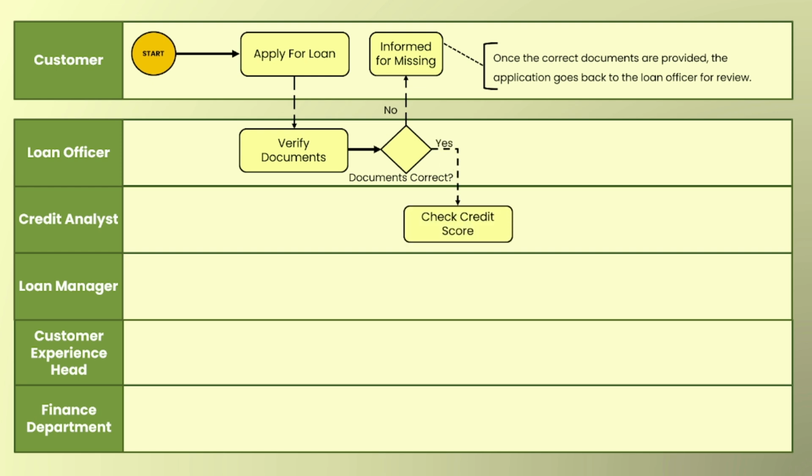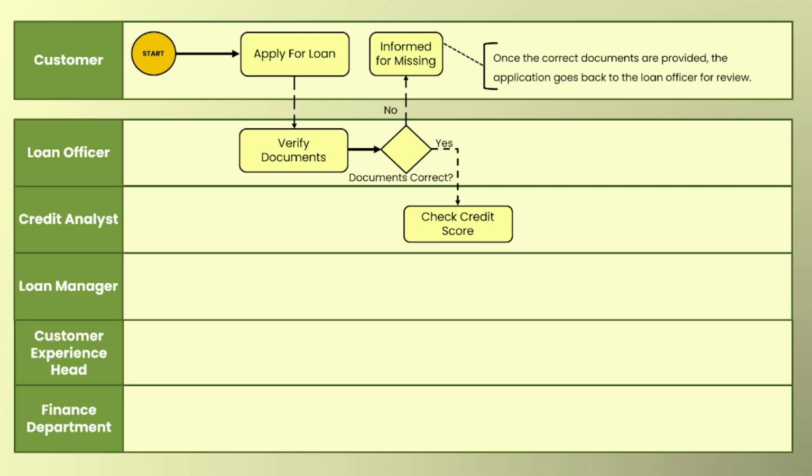Now let's imagine that the documents are correct. Then it is again crossing the swim lane, and now it lies under the credit analyst swim lane. Here the credit bureau is involved, and they check the credit score. On the basis of the credit score, decisions like loan disbursement or loan rejection might be taken. They are going to take the approval or non-approval of the loan on the basis of the credit score.